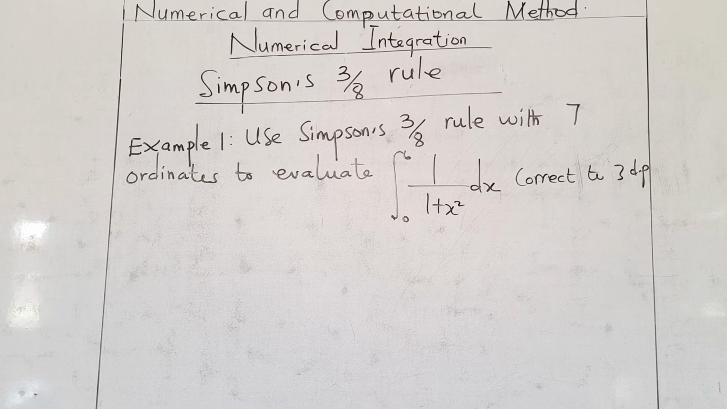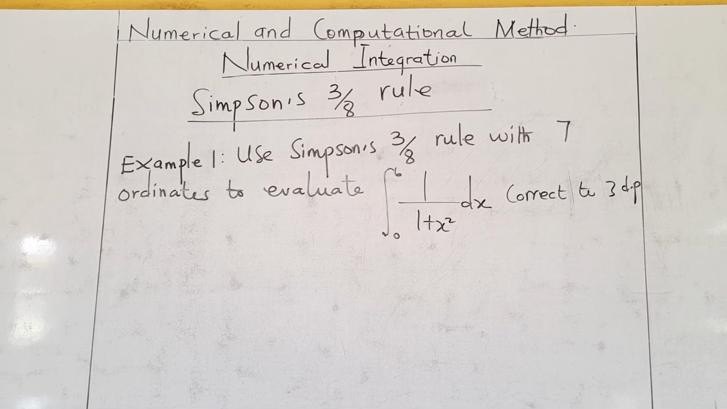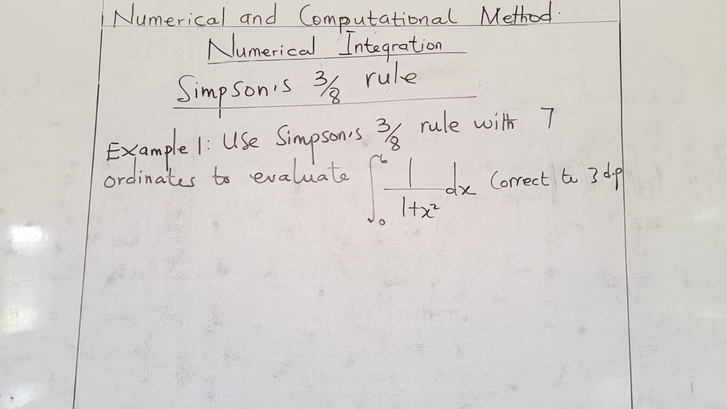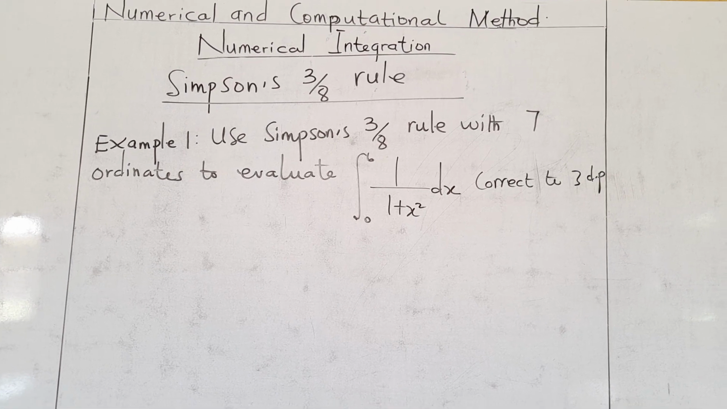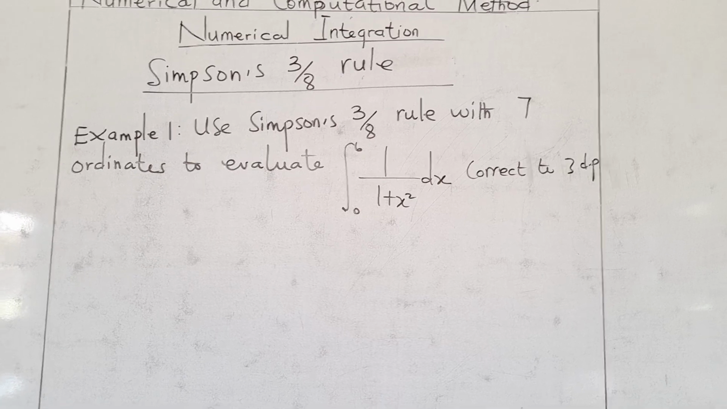So the first example is saying that we should use Simpson 3/8 rule with 7 ordinates to evaluate the integral from 0 to 6 of 1 all over 1 plus x squared dx, correct to 3 decimal places. So how do we solve this?